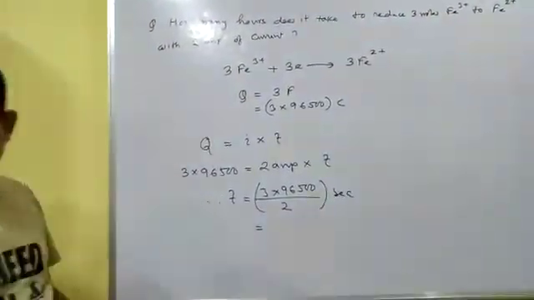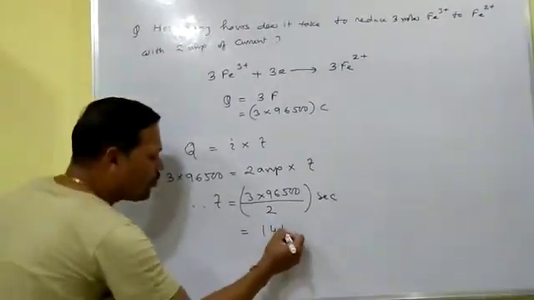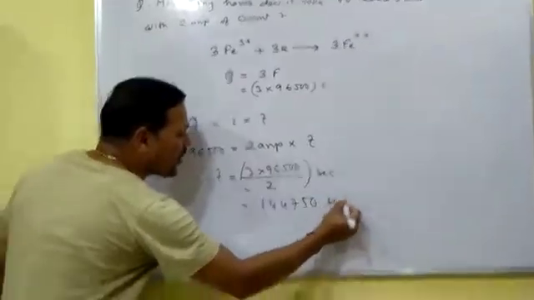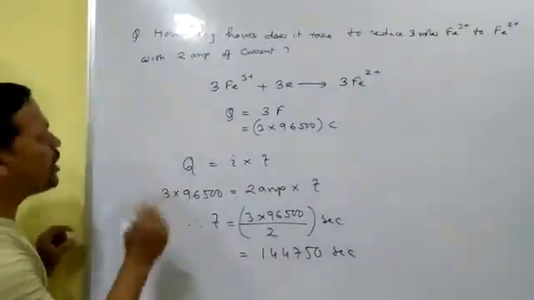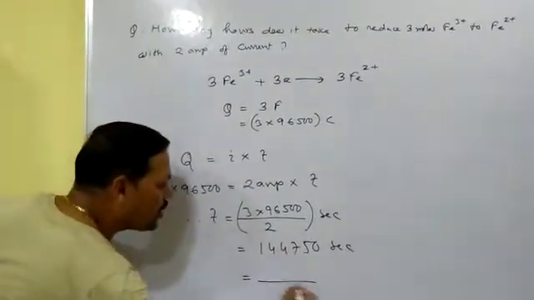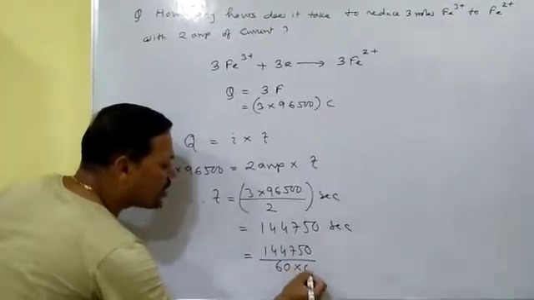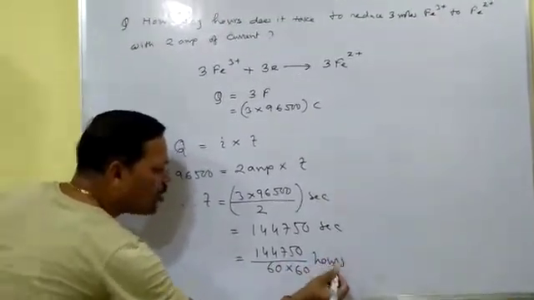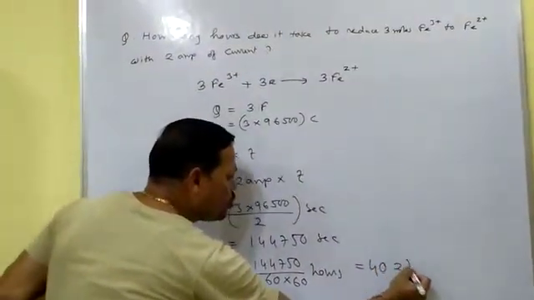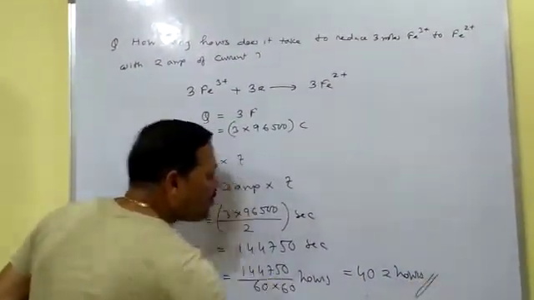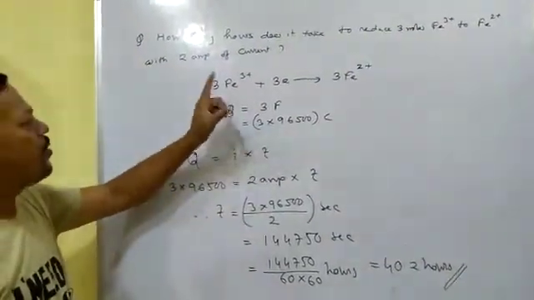So you will get the answer 144750. This is the time in seconds. But here the question asks in terms of hours. So you have to find out the time in terms of hours. That's why you do one thing. Just do 144750 divided by 60 into 60. Then it goes to hours. And when you calculate this, you will get 40.2 hours. So this way you can find out the time required to do this reduction.